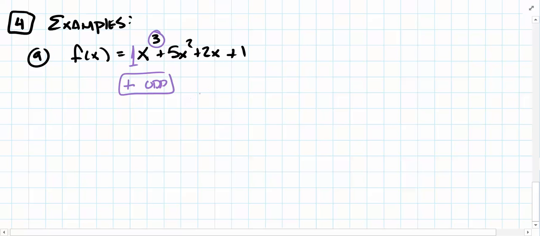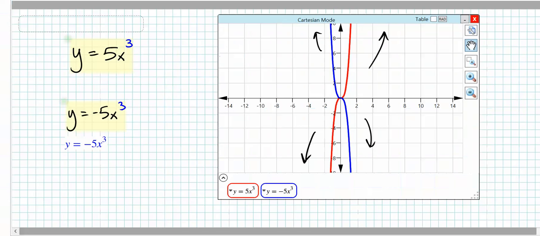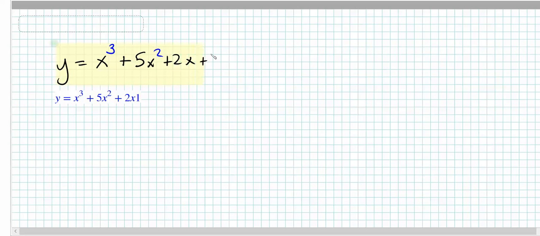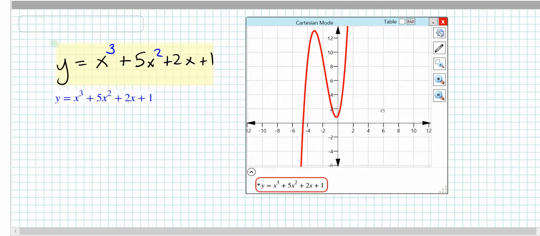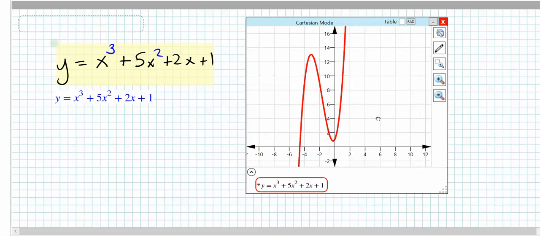So let's actually graph that thing. What was it going to look like? What did I give you? x cubed plus 5x squared plus 2x plus 1. Okay, so check this out. Did we get it right? What's the end behavior? I always said down on the left and then up on the right. Now there's definitely some stuff going on in the middle, right? But we're just talking about the end behavior.